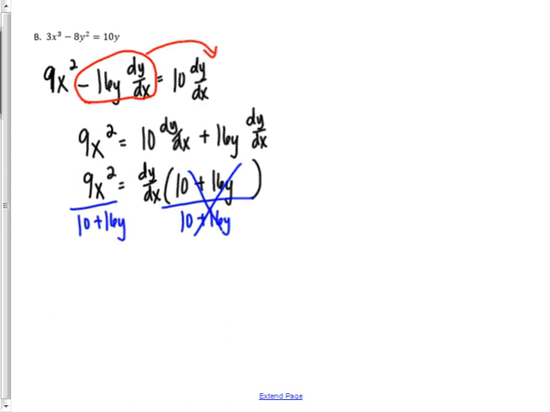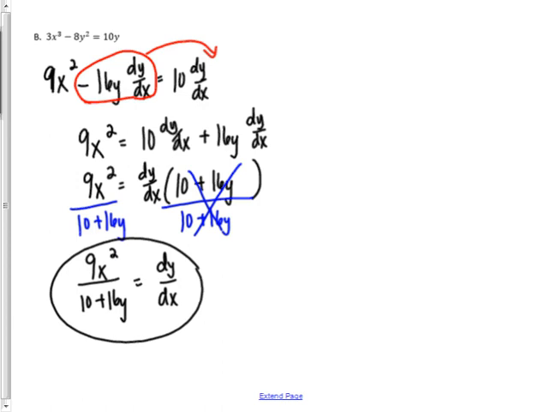Okay. Now, before you leave it as a final answer, look at your terms and make sure that nothing reduces, but there's no one thing that goes into 9x squared, 10, and 16y. So that is my answer. And the next one, it'll reduce, so you can kind of see what that looks like.